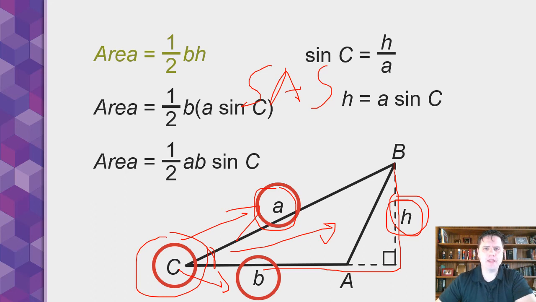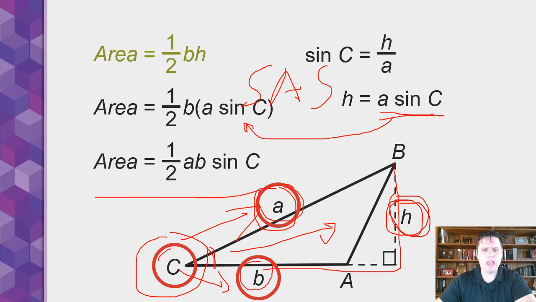Well, if the area of the triangle is 1/2 base times height, and this would be the height of this triangle, then we can substitute A sine C in for where the H is. And when we do that, we get this formula, 1/2 AB sine C. So notice, all we need to know is 2 sides and the angle in between them. And we can plug all of that into this formula and get the answer for the area of a triangle.